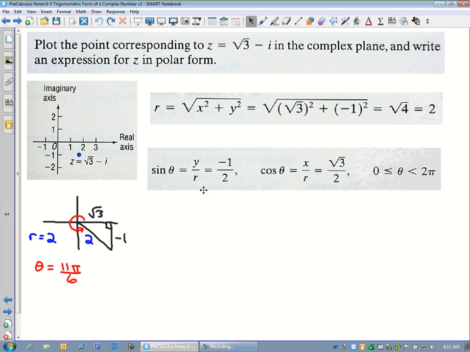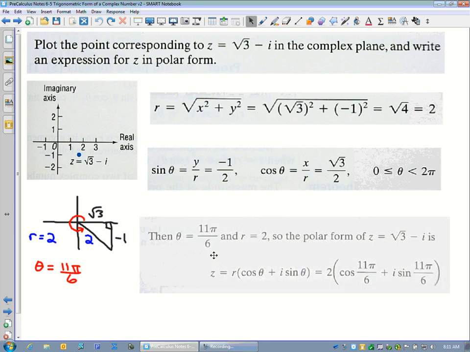So whether you take inverse sine and inverse cosine of both sides, or whether you do it visually, you should get that theta is 11 pi over 6. Our radius is 2. So in polar form, we're using this form here. It's simply going to be 2 times cosine 11 pi over 6 plus i sine 11 pi over 6. Or using the more efficient notation, we would just write it as 2 cis 11 pi over 6, which I think is the easier way to write it, because all you need is the radius, the angle, and you can go right to this form.